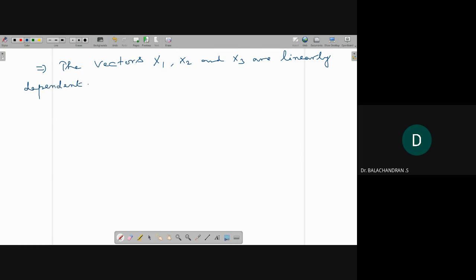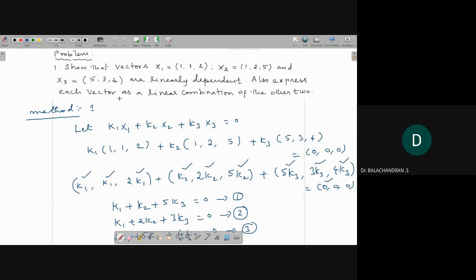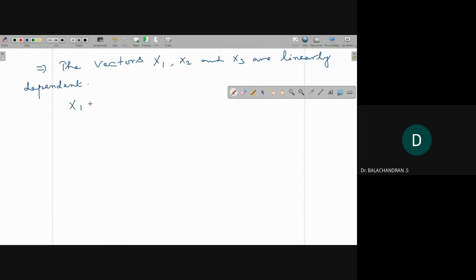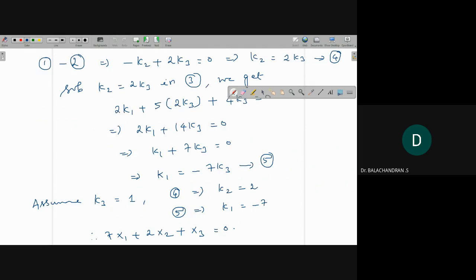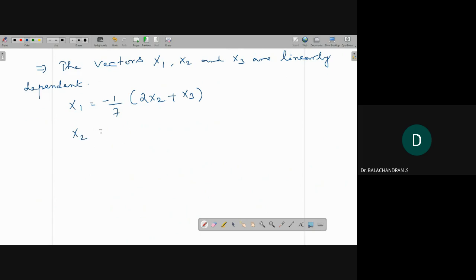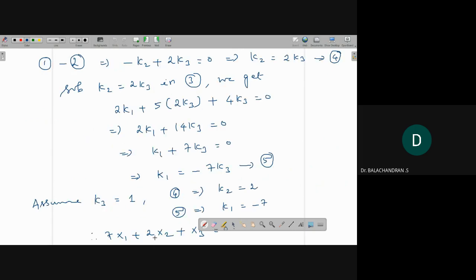But there is one more question: also express each vector as a linear combination of the other two. So from this you can write x1 equal to what? x1 equal to one by 7, or if you take minus, minus 1 by 7 into 2x2 plus x3. Is it correct? Similarly, x2 is what? Minus 1 by 2.